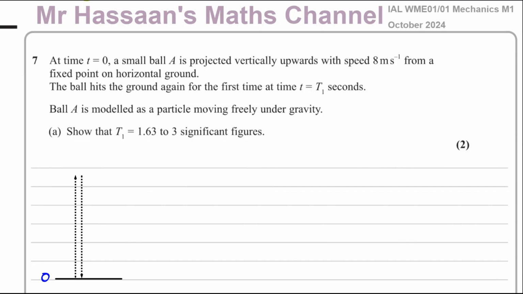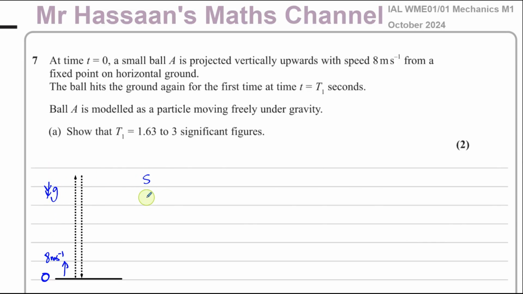So when it's projected upwards, it's projected with a speed of 8 meters per second. Okay, so this is 8 meters per second upwards, and that's all we know. Of course, it's moving freely under gravity. There's no air resistance, so you've got g acting vertically downwards.